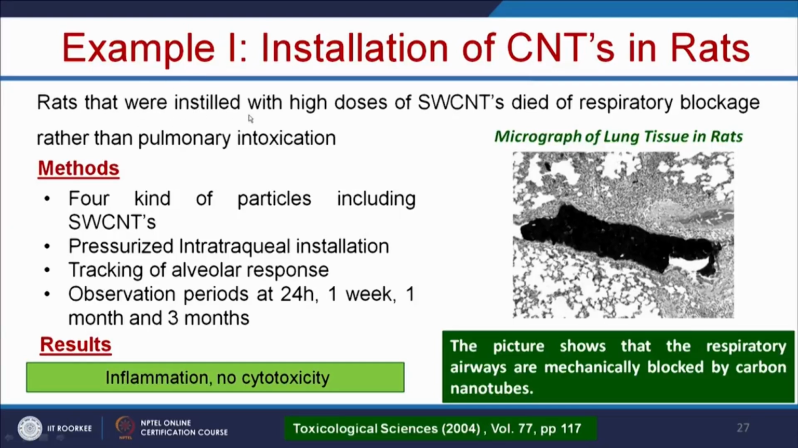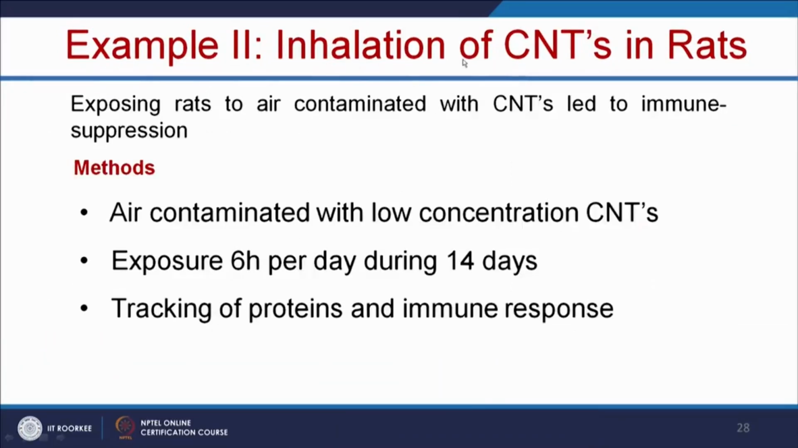Okay. And the next example is inhalation of carbon nanotubes in rats. So exposing the rats to air contaminated with carbon nanotubes led to immune suppression. In the previous example we have seen that when you give these carbon nanotubes through intrathecal administration, the rat died. In this case, we are passing air contaminated with a low concentration of carbon nanotubes, with exposure of 6 hours per day during 14 days, and the tracking of proteins and immune response in the rats.